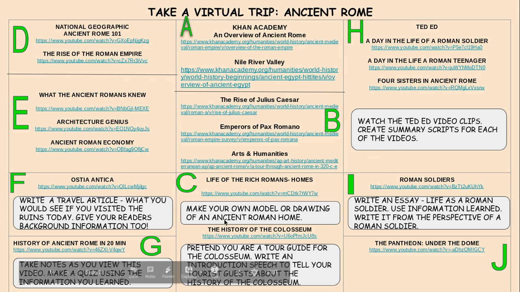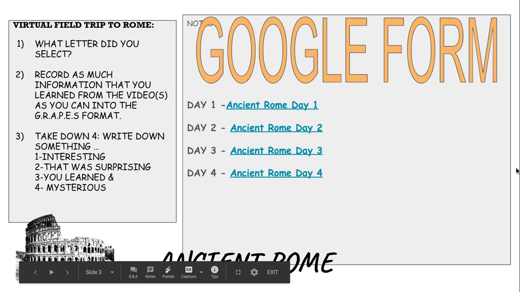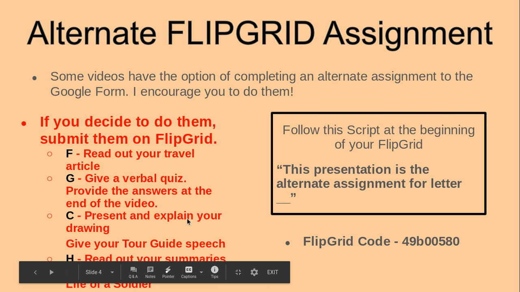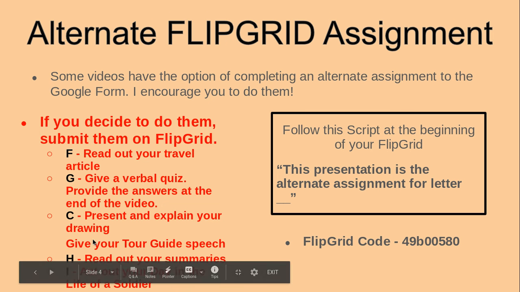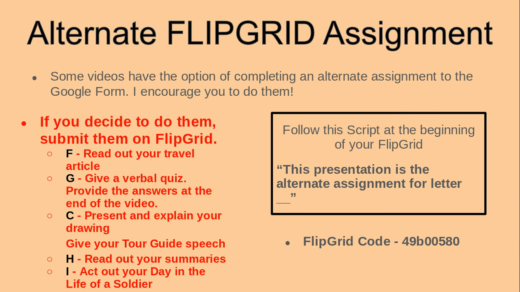Watch this video right here, and you want to do this alternative assignment: make your own model or drawing of an ancient Roman home. You watch this little video of the Colosseum: pretend you are a tour guide of the Colosseum. Okay. So now you want to do that alternative assignment. Present and explain your drawing of a home in ancient Rome on Flipgrid. And then when you're done with that, within that same video, give your little tour guide speech that you created for the Colosseum.